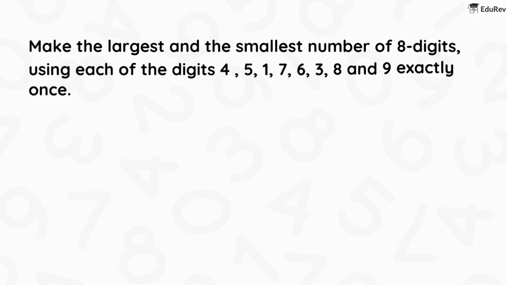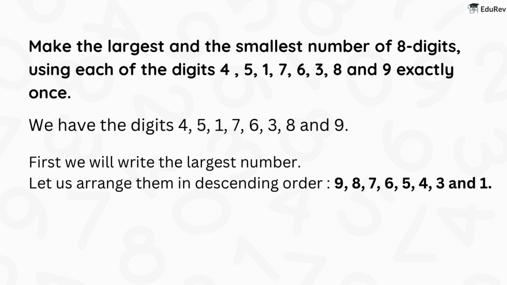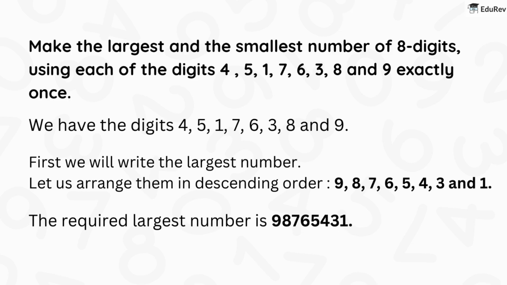Make the largest and the smallest number of 8 digits using each of the digits 4, 5, 1, 7, 6, 3, 8, and 9 exactly once. We have the digits 4, 5, 1, 7, 6, 3, 8, and 9. First, we will write the largest number. Let us arrange them in descending order. 9, 8, 7, 6, 5, 4, 3, and 1. The required largest number is 98765431.